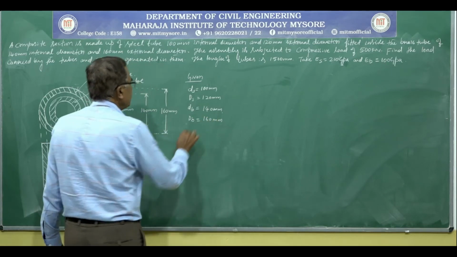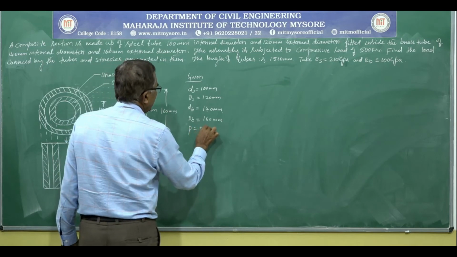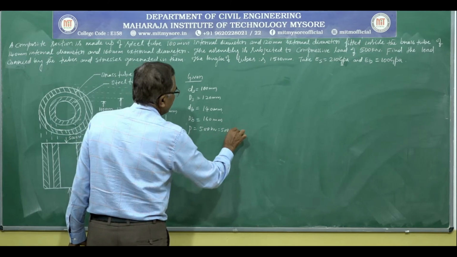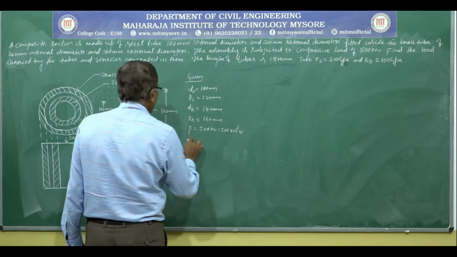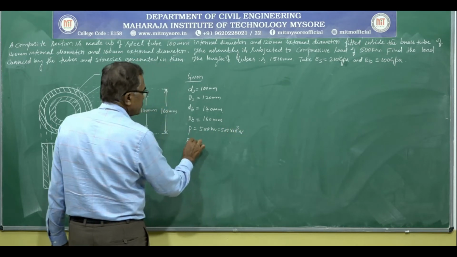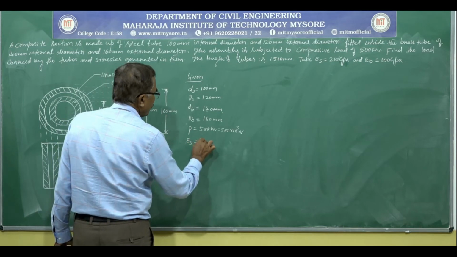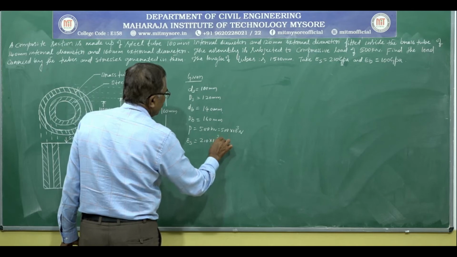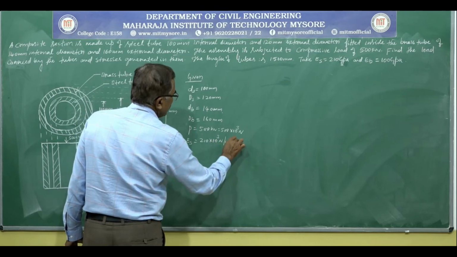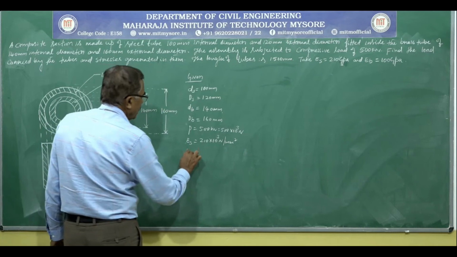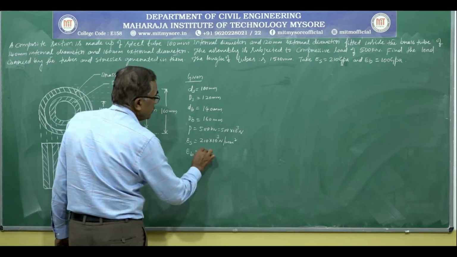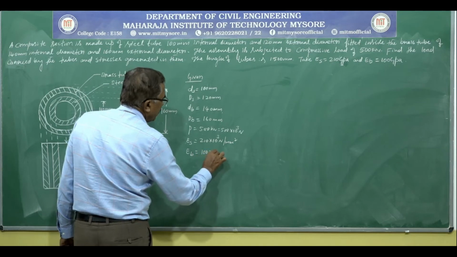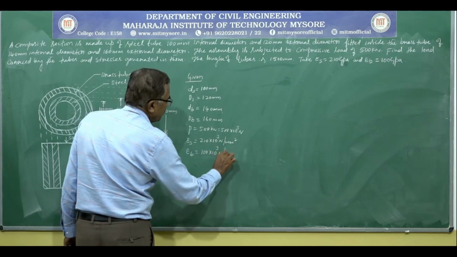Then Young's model, it is subjected to a load of 500 kilonewton, that is equal to 500 into 10 power 3 Newton. Young's modulus of steel, Es, is equal to 210 GPa, given. It is 210 into 10 power 3 Newton per millimeter square. This is for our convenience. And Young's modulus of brass is equal to 100 into 10 power 3 Newton per millimeter square.